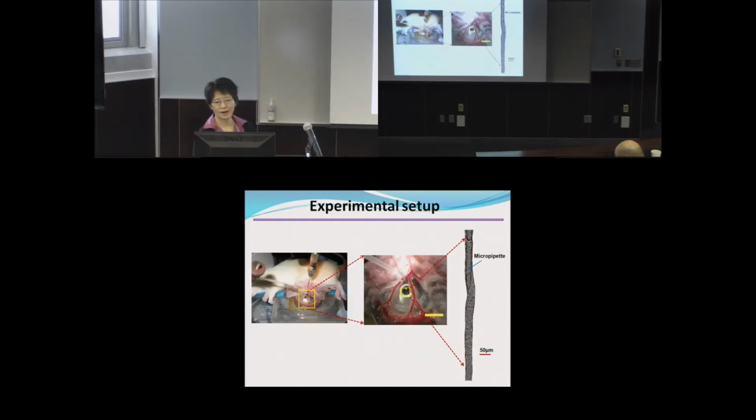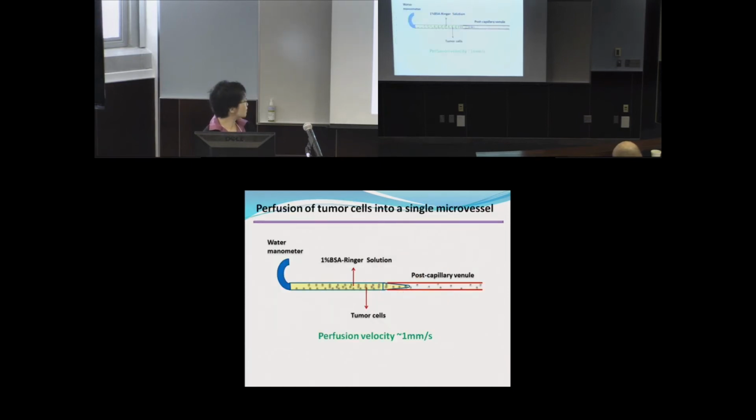Okay, now we wanted to do the tumor cell adhesion experiment. We pick one post-capillary venule, roughly 35 to 50 micron in diameter. We still use the micropipette, but this is from the mesentery. Inside the micropipette, we have our tumor cells. It's still connected to a water manometer, and we control the velocity. And then we inject tumor cells into this post-capillary venule, and then record its adhesion.